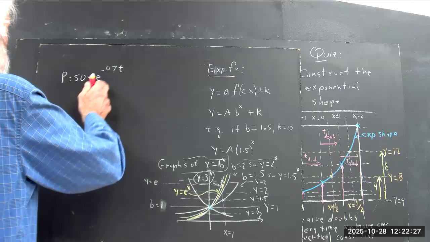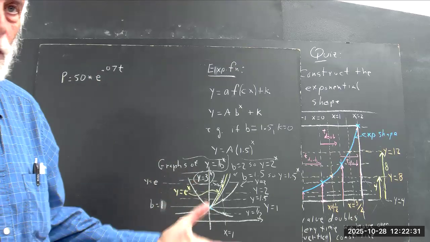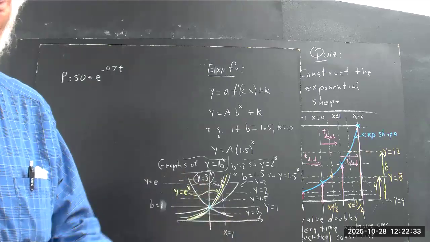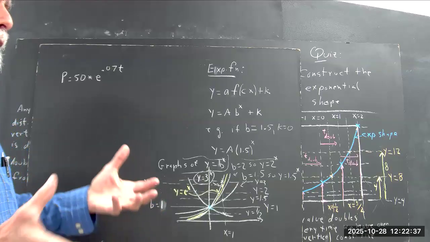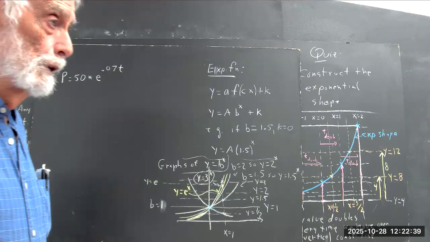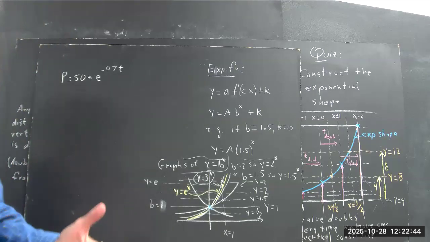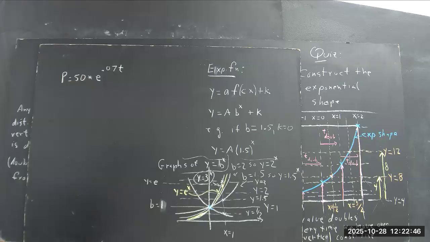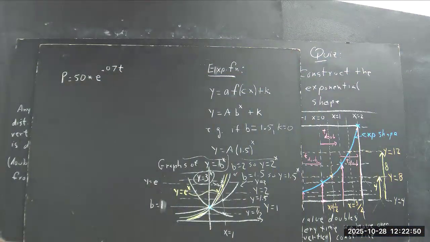So P is 50 e to the 0.07t. You can find P values for any t value and answer questions and get some idea of what exponential functions might be good for. So that's the assignment you're going to have for next time. Work on that and get your feet wet, and then we'll get into more details.